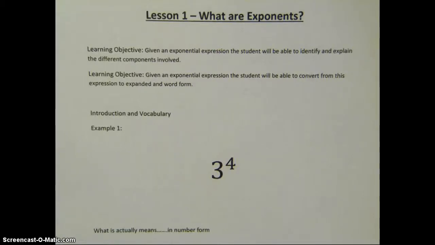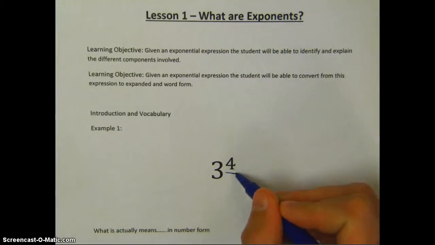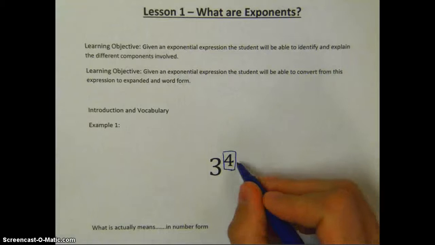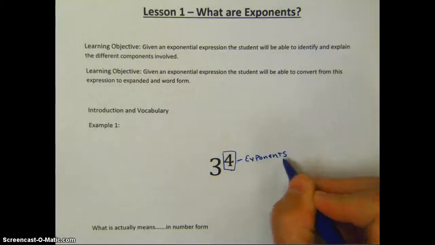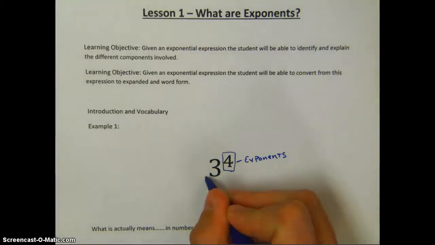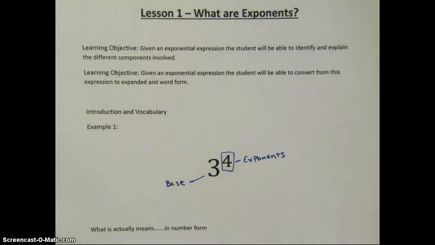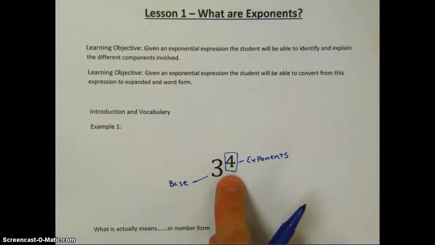So, some of you are curiously wondering, well, what are exponents? These weird little numbers that we see up top in mathematical terms are called our exponents. And the numbers that are below them are what we call our base number. So we have our base number and its exponent.